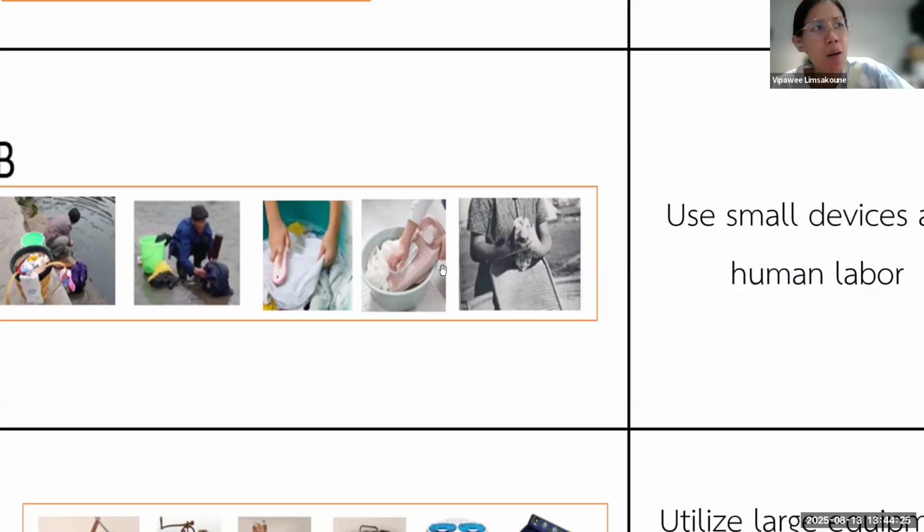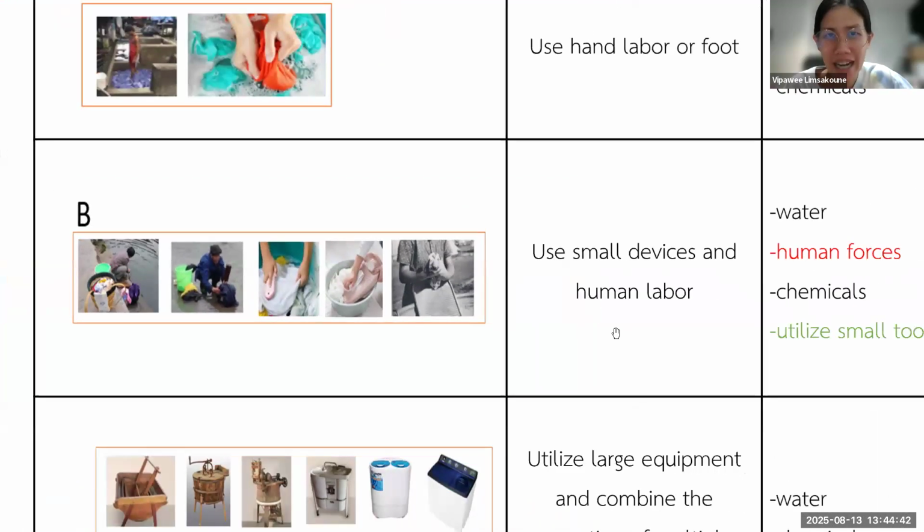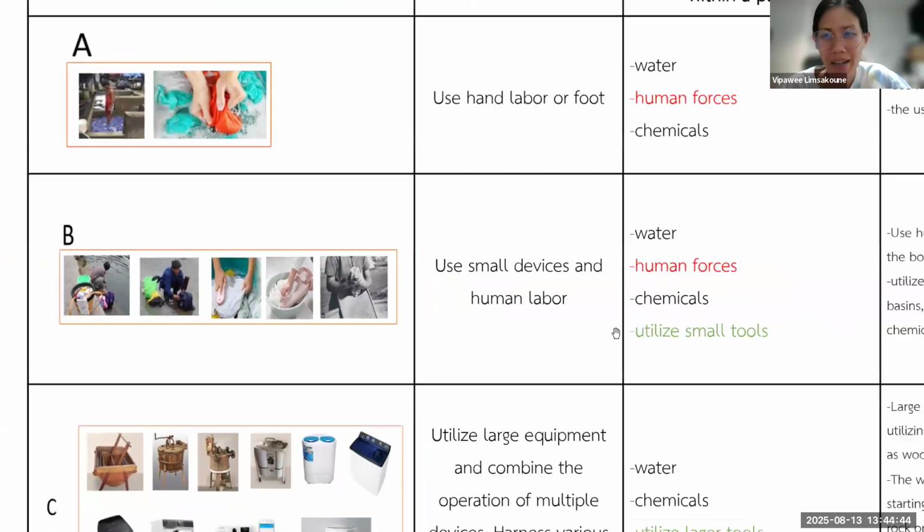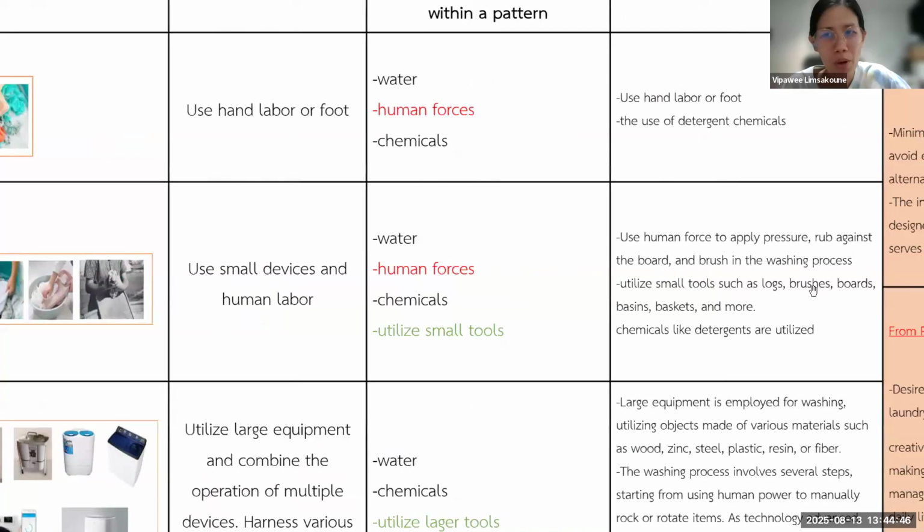At the beginning, people could use wood to make a scratch board. But later, when we were able to make plastic scratch boards, it changed. So those are some changes within the same pattern. We could provide examples here.